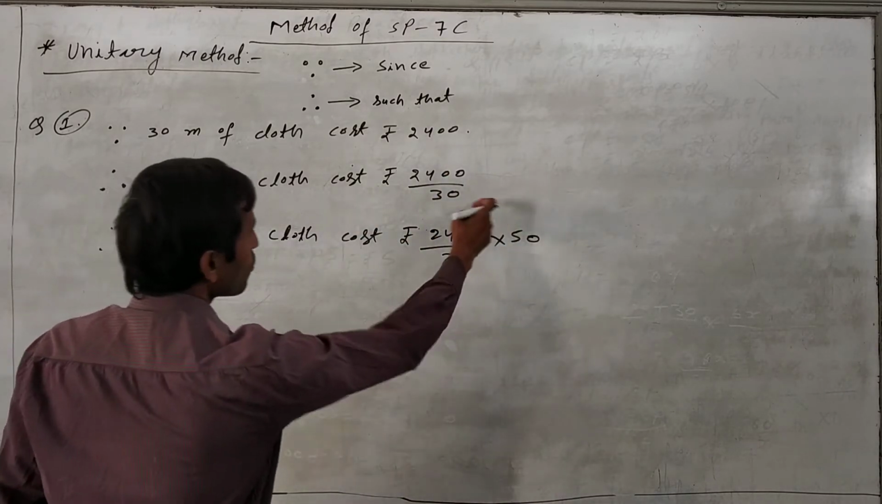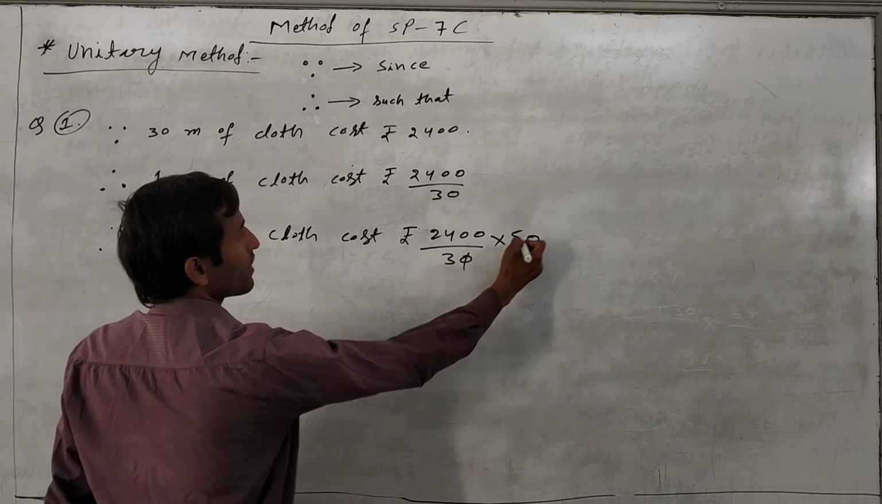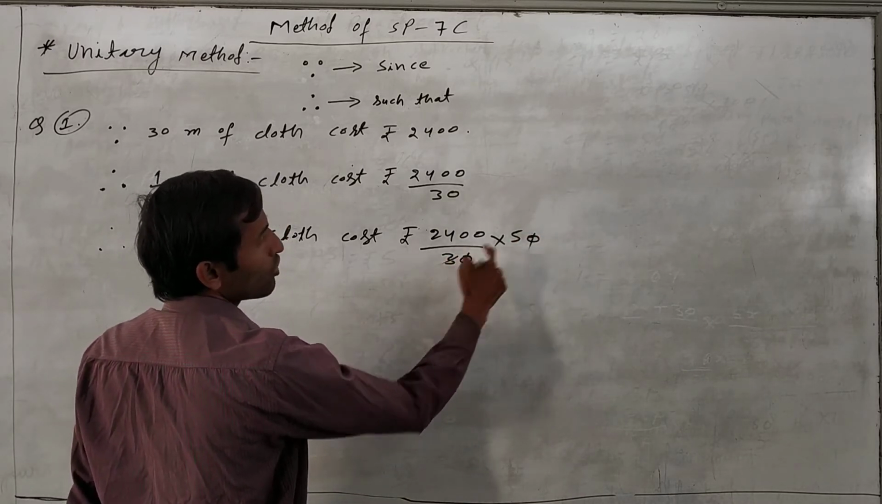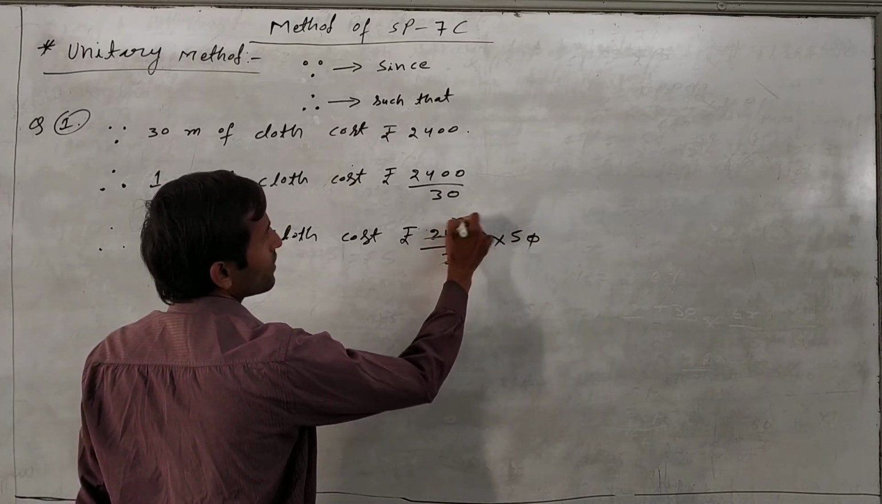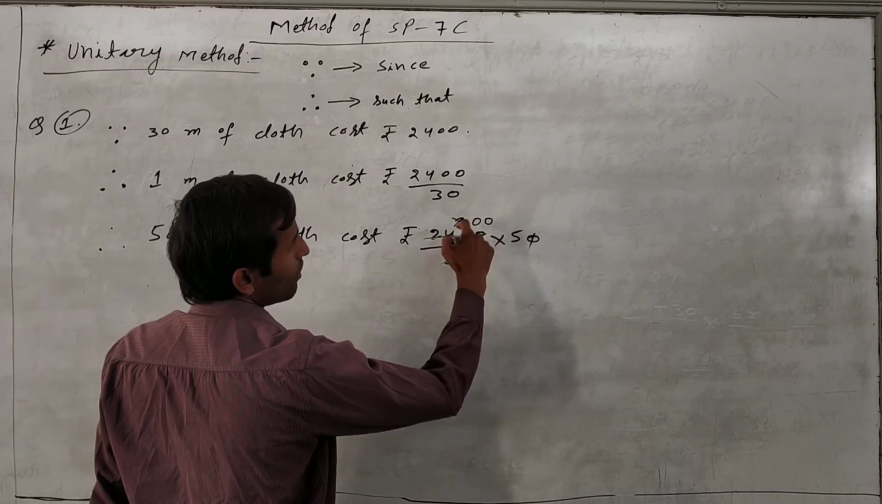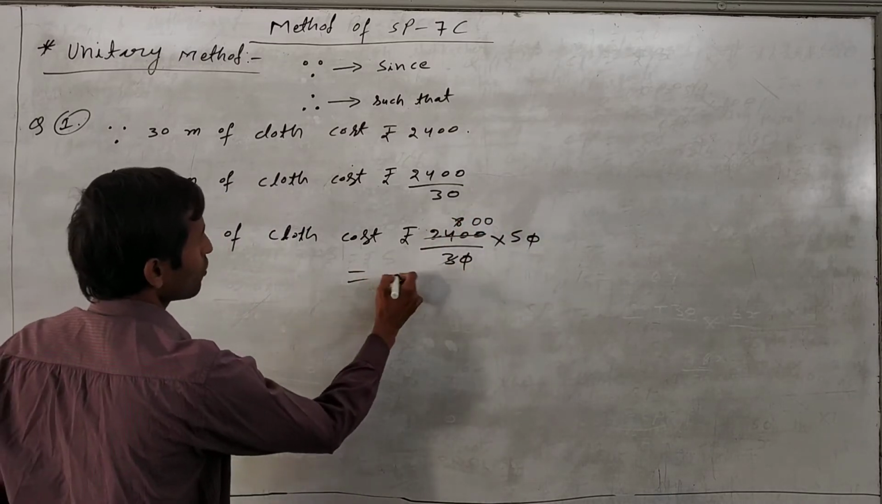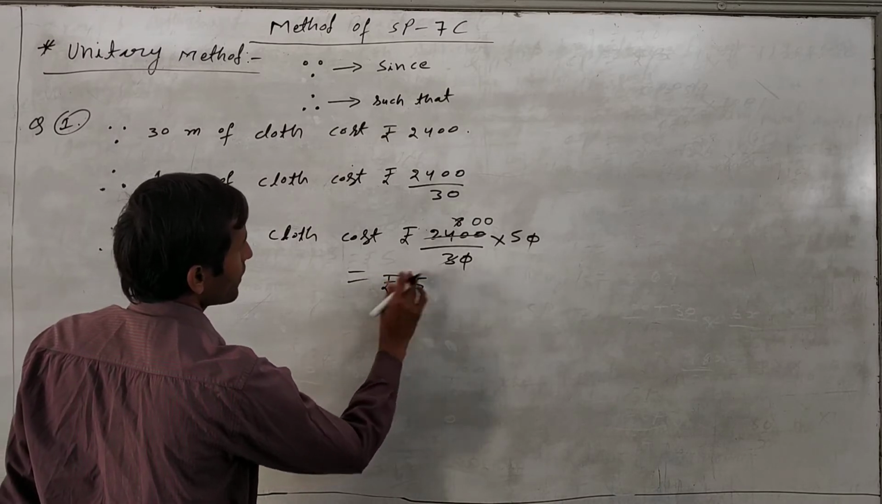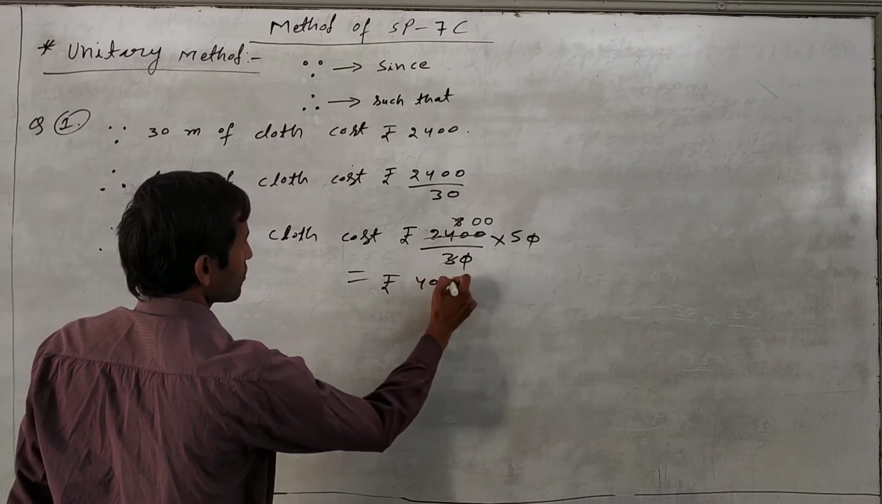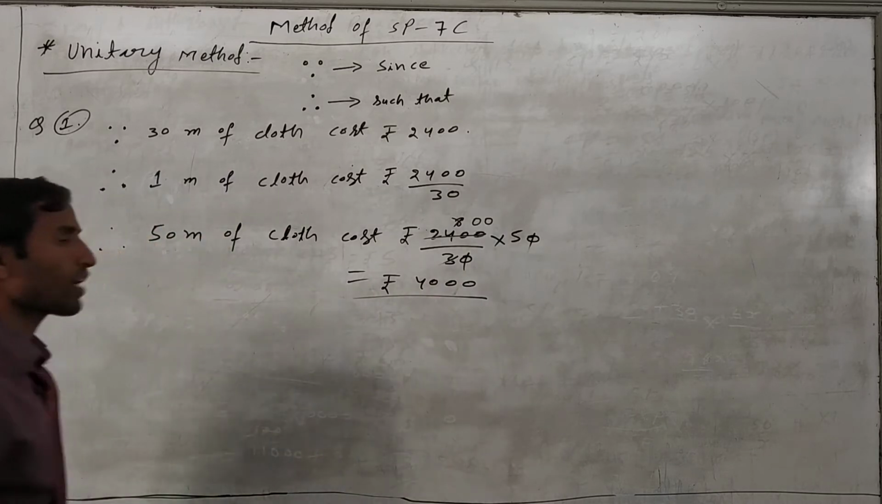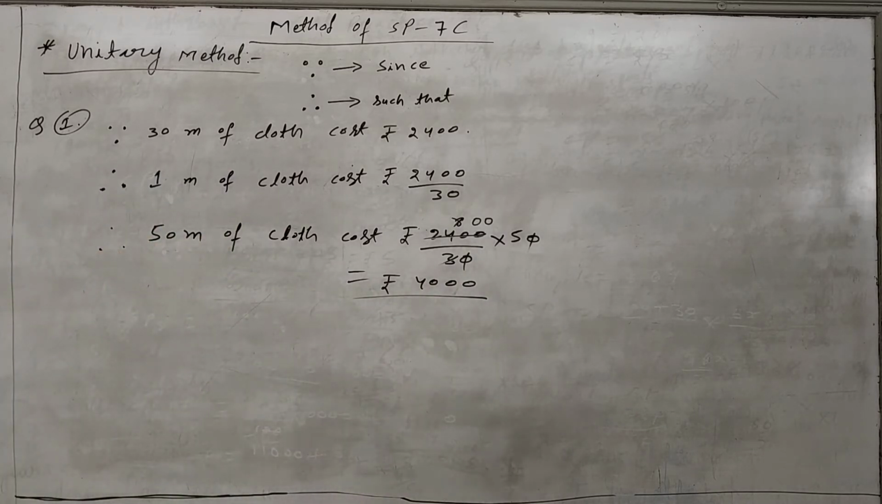Now we will solve here, then we can give the answer. The 3 0 0 will cancel out now, 800 into 3 gives 2400. Now we multiply 800 into 5, then it will become 4000. So for 50 meter cloth, the final answer is 4000 rupees. This is the final answer.